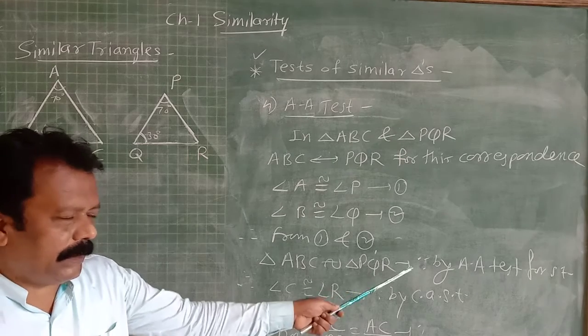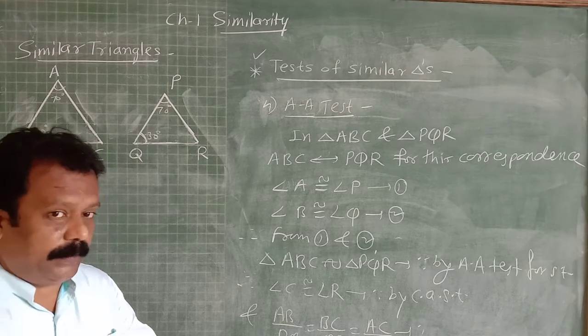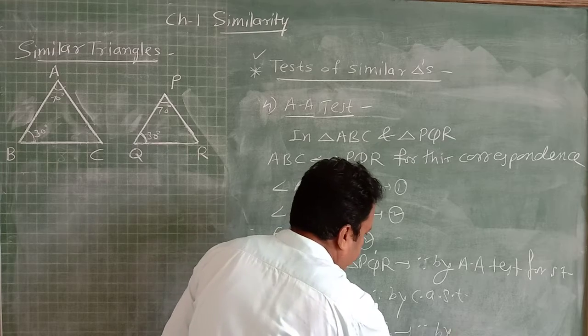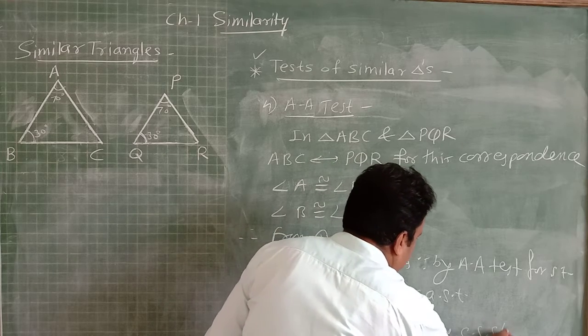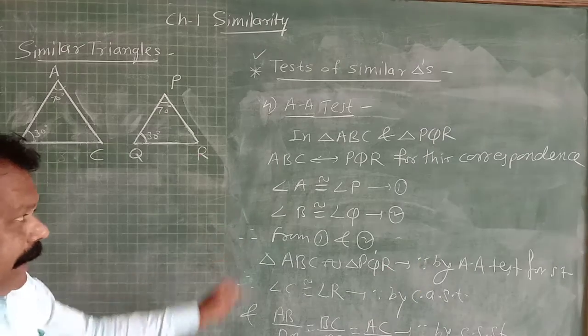Therefore, they are in the same proportion. Why? Because these two triangles are already similar by the AA test. Since corresponding sides are in the same proportion, the reason is corresponding sides of similar triangles. This is about the AA test.